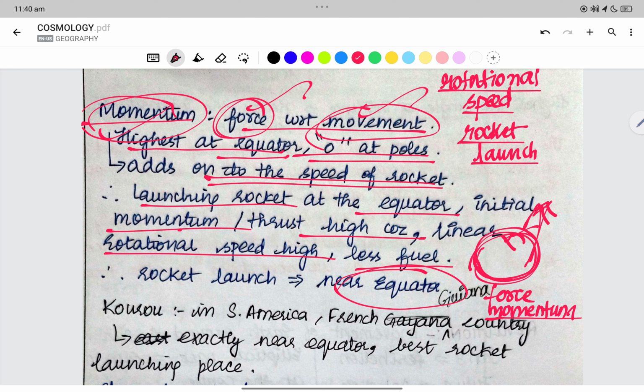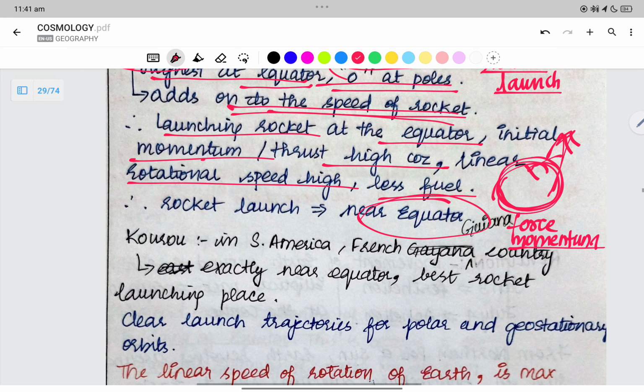When it is already revolving at a high speed, you have momentum, that is force with respect to the movement. You have a naturally higher momentum. Therefore, you need to give lesser force for completing the revolution, for escaping from the earth. This is used for rockets, momentum.